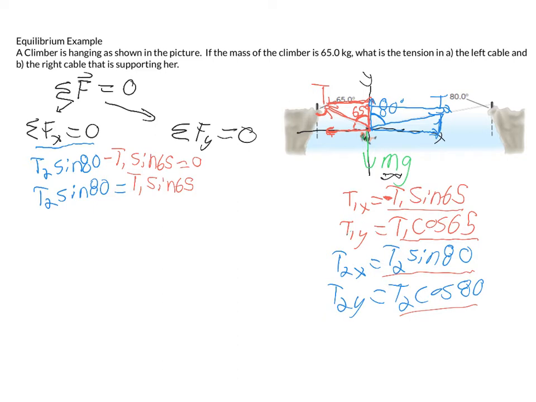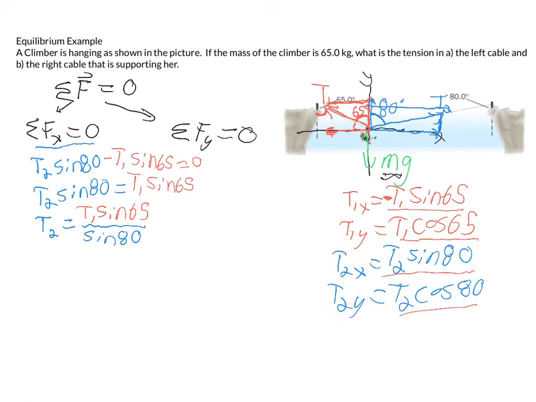Bummer. We could continue with algebra if we want. It might be useful if we have to do substitution later. So I could solve for T2 by dividing both sides by the sine of 80. So T2 is going to be equal to T1 sine of 65 over the sine of 80. But we still don't know T1 or T2. While that's hopefully going to be helpful later on, we're stuck and we have to continue on.